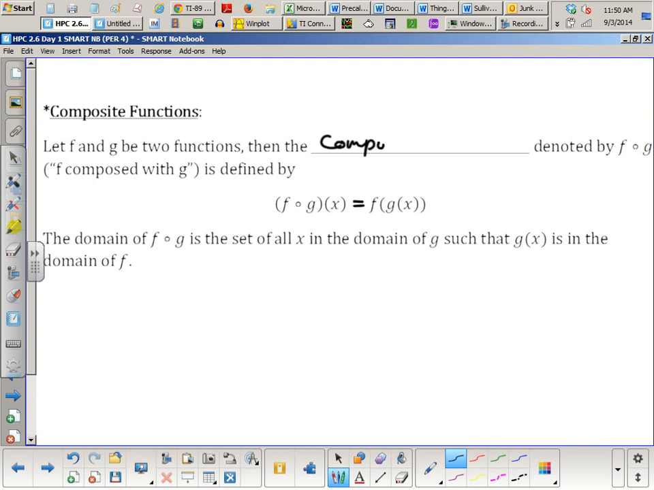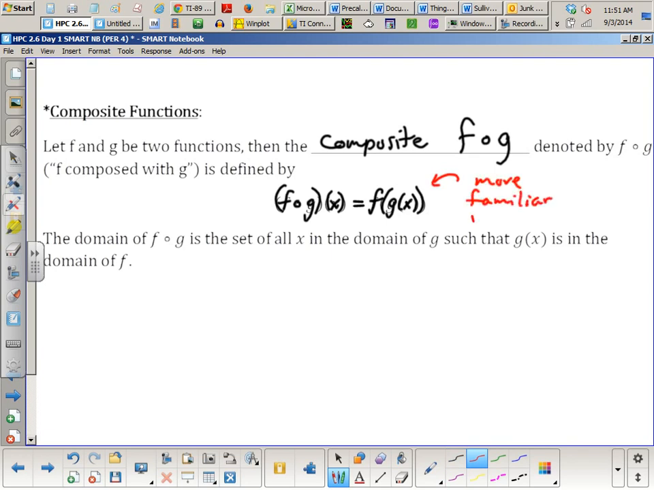But if you want to find a composite, that's called F circle G. I like to call it fog. It doesn't mean F times G. It's F of G. It's not the same thing. Okay, so you can write it like this, F-O-G, and then X. The way you saw it written last year was F parentheses G parentheses X, F of G of X. Okay, so maybe this is more familiar to you. But our textbook likes to write it as fog.